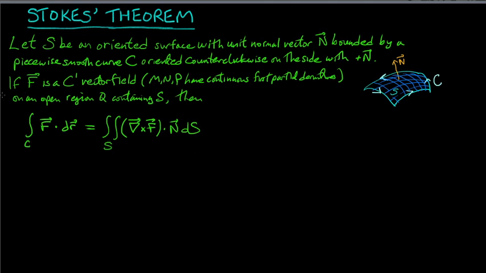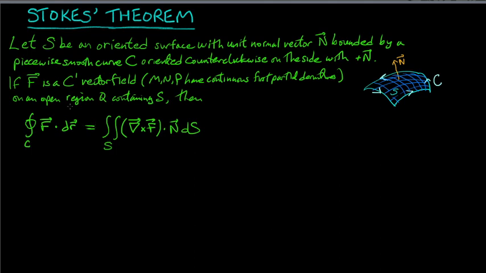partial derivatives on an open region containing the surface. So we imagine this surface is sitting in space, so we have some region Q that encloses that surface, as well as the curve, of course. So we can calculate the line integral of the vector field F dot dr over that closed curve. And you'll see some books put a little loop through the integral here, indicating that it is a closed curve C.